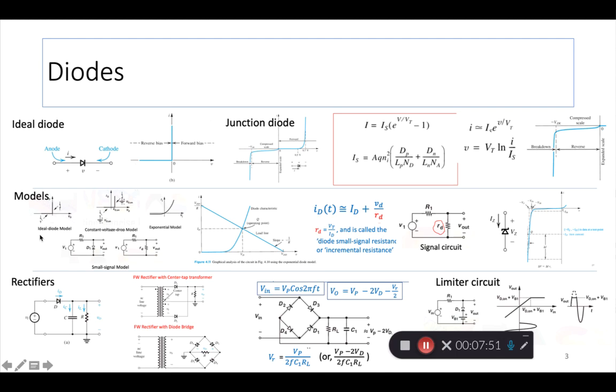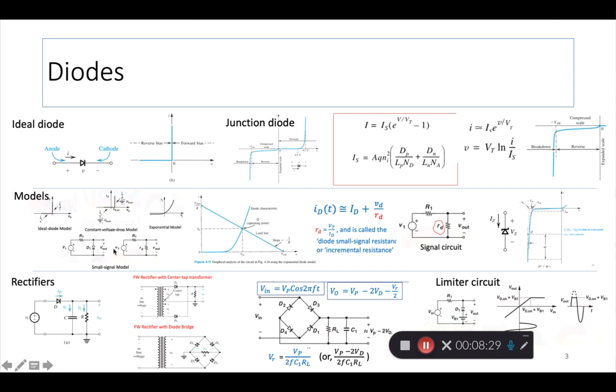Then we studied some modeling. That means instead of having to draw this every time, can we simplify by having some voltages and some resistances instead of the whole diode. And so we saw an ideal voltage model, we saw a constant voltage drop, right? So we assume that this abrupt exponential rise is a straight line, and then you can use this constant voltage drop model for the diode. The exponential model is like what it really is.